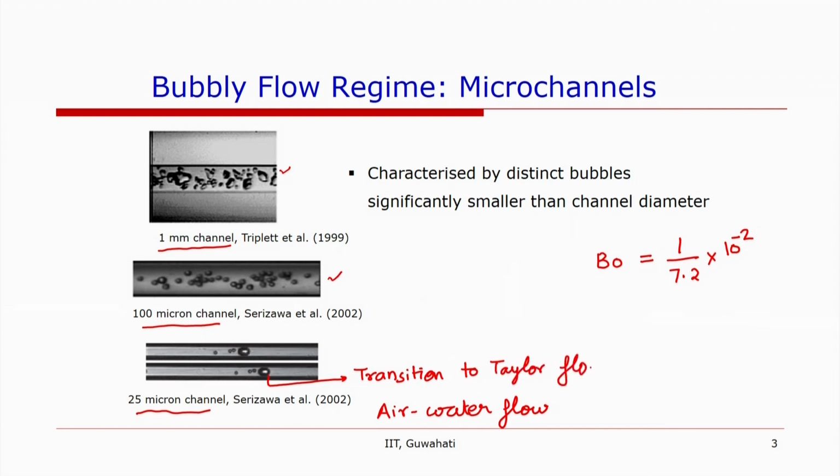But the general picture of bubbly flow is something like this or this, where the bubbles are smaller and sufficiently smaller than the channel size. The shape might be spherical or non-spherical depending on the flow conditions.